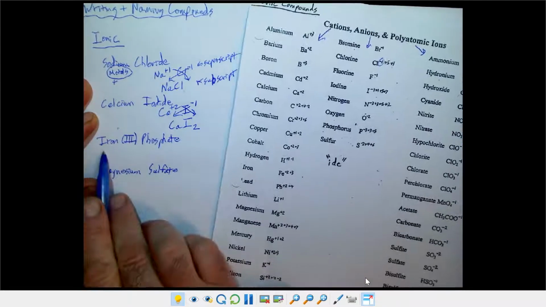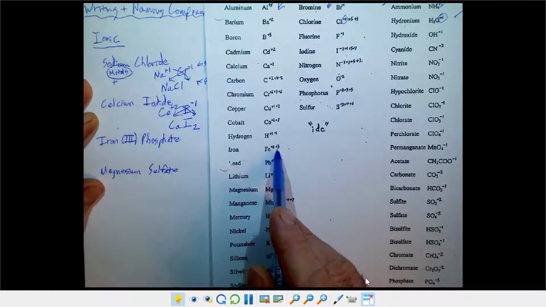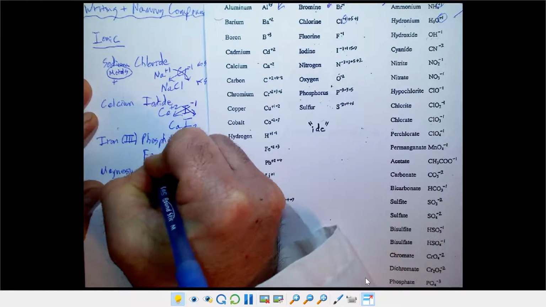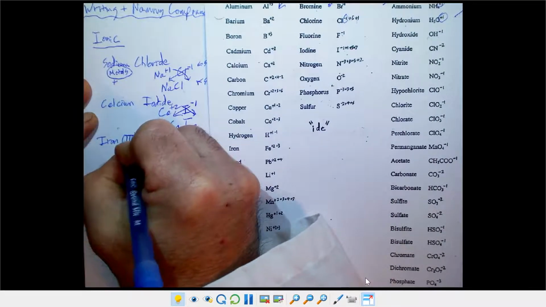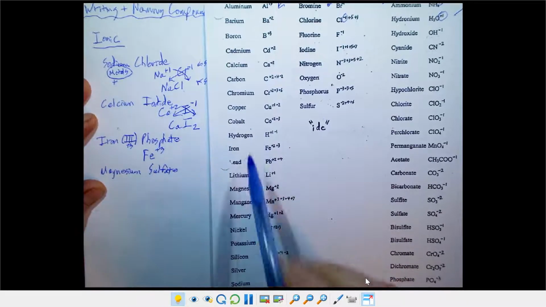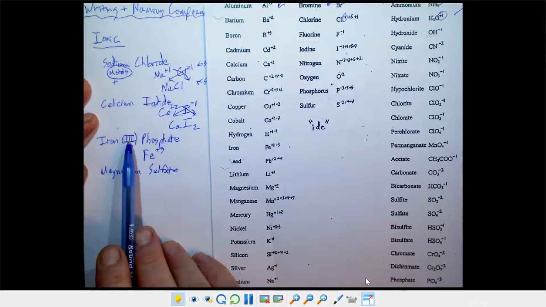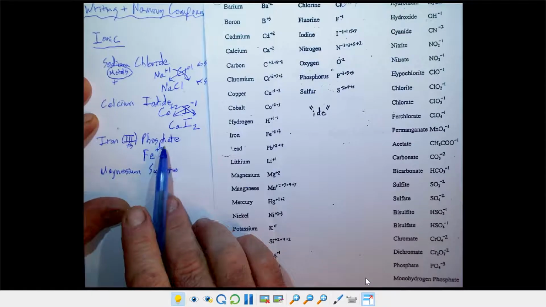We look up iron here, and iron is Fe. Now notice there's 2 charges, 2 oxidation numbers. So which one are you going to use? Well, that's why they give you the Roman numeral. It is the actual charge. You're going to use a +3. So you don't even need to look at this chart to figure it out. Whatever the Roman numeral is, doesn't mean the third one in the group. It just means that's its actual charge. That is a +3.